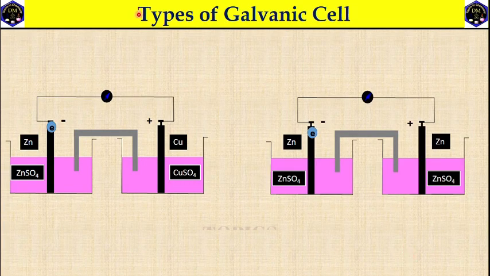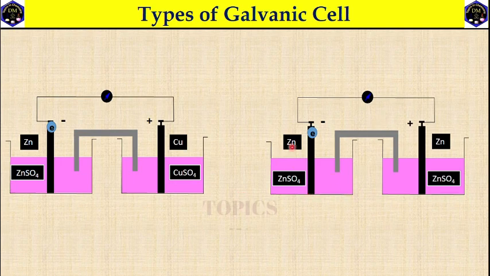So first, see types of galvanic cell. Here you can see there are two types of galvanic cell. In the first type, these are the two electrodes, one is zinc electrode, another one is copper electrode. Here oxidation takes place, acts as an anode, and here reduction takes place, acts as a cathode. And here you can see these are two electrolytes. For this half cell, this is the zinc sulfate electrolyte, and for this half cell, it is copper sulfate electrolyte.